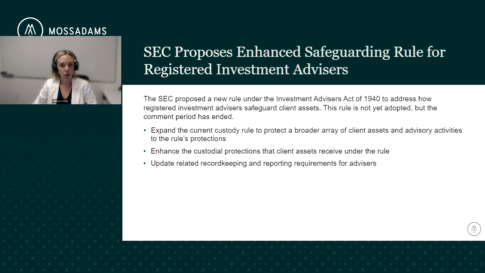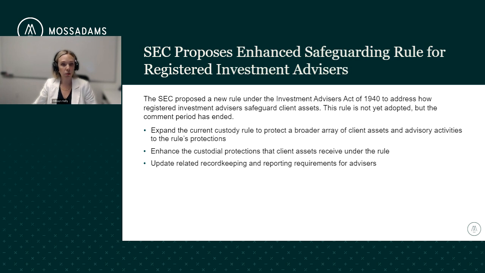First is the safeguarding rule that was proposed in February of last year. While this rule has not yet been adopted, the comment period for the rule has ended. The proposed amendments are designed to modernize the scope of assets and activities that would trigger application of the rule. Specifically, the rule would specify the types of assets subject to the safeguarding requirements by including all client assets as opposed to only funds and securities. This would include all other assets such as crypto, physical commodities, real estate, financial contracts held for investment purposes, and other assets that are not currently clearly covered by the custody rule.